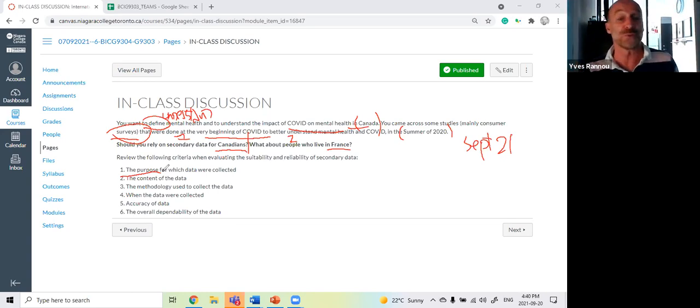And we're in September 21. So anybody has an opinion on could we or should we not rely on secondary data? And if we do, then when and how? You can use the criteria below to guide you. If you feel that you want to give an answer, you're welcome to do it now, or we're just going to go through a series of questions together. It's up to you. Do we have anybody who wants to give it a try?